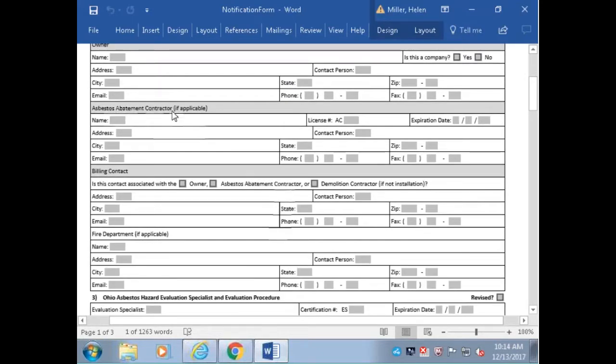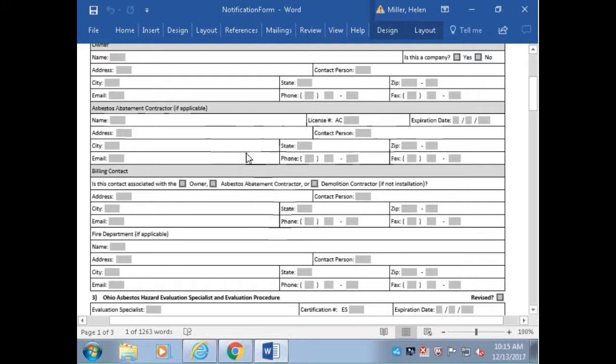Abatement contractor, if there is asbestos abatement work going on, you will have the name, the asbestos contractor number, expiration date, address, person, city, state, zip, email, phone, and fax.